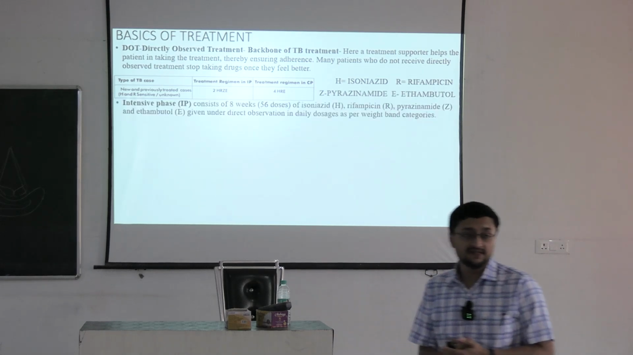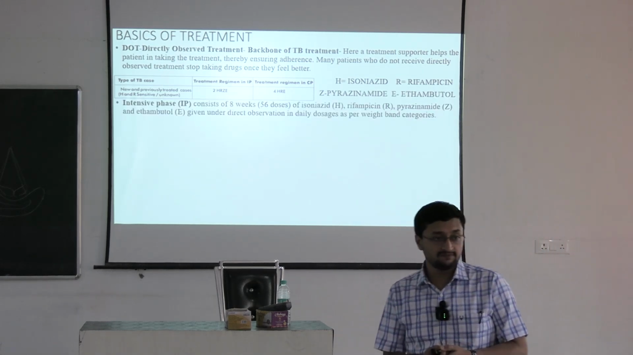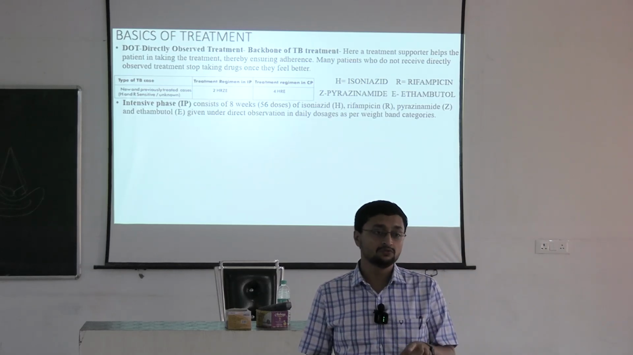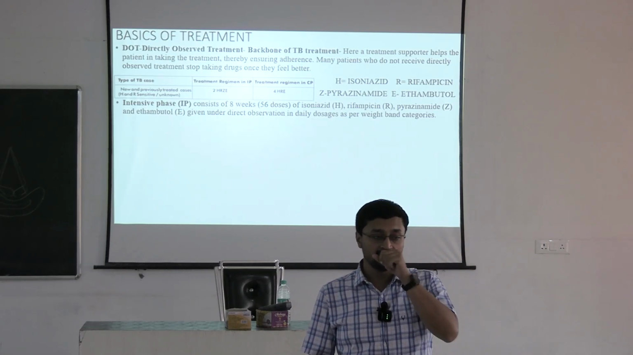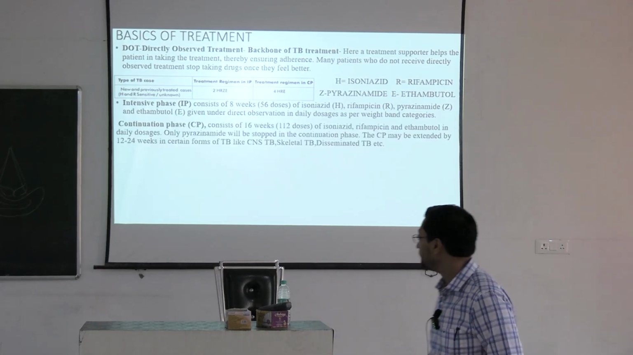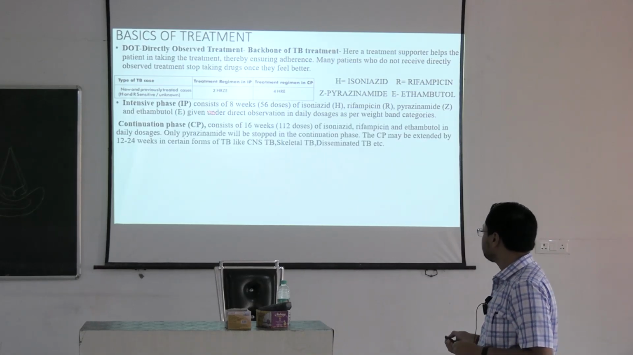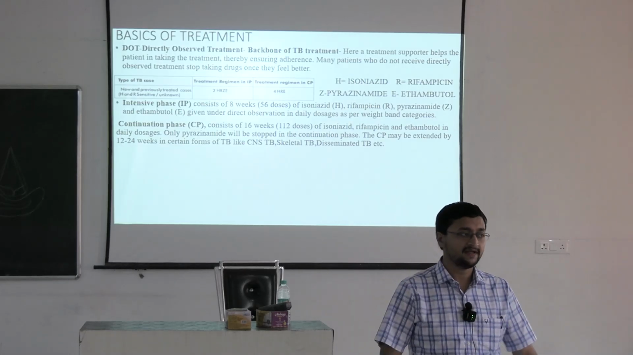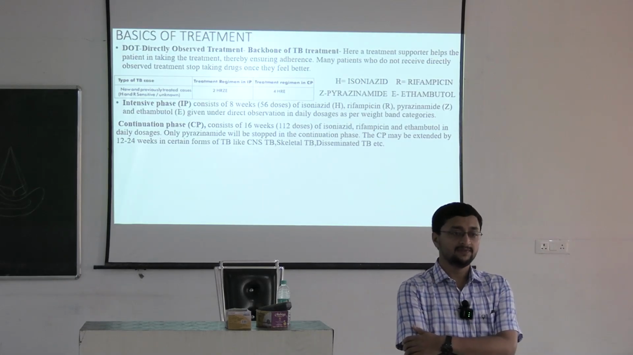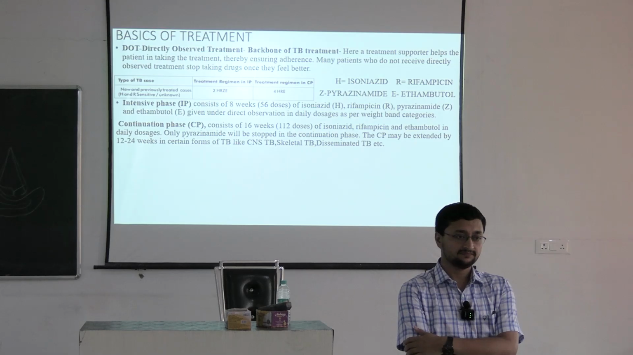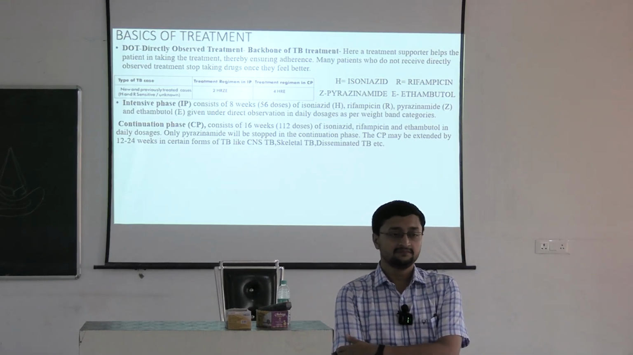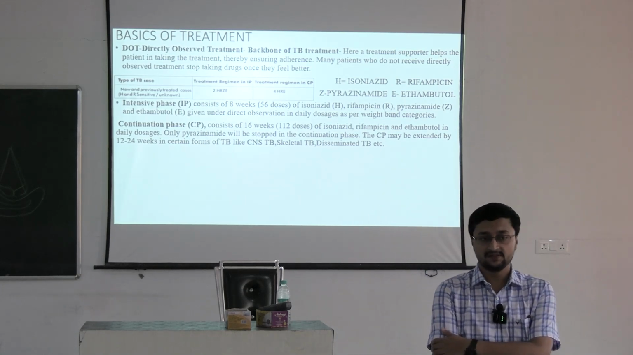The IP phase, that means 2 months of IP, is 56 doses. I have already mentioned, and 112 doses of CP, the continuation phase. Why is Z not there in CP? Why is pyrazinamide not there in CP? Any idea? I'll discuss about it later.